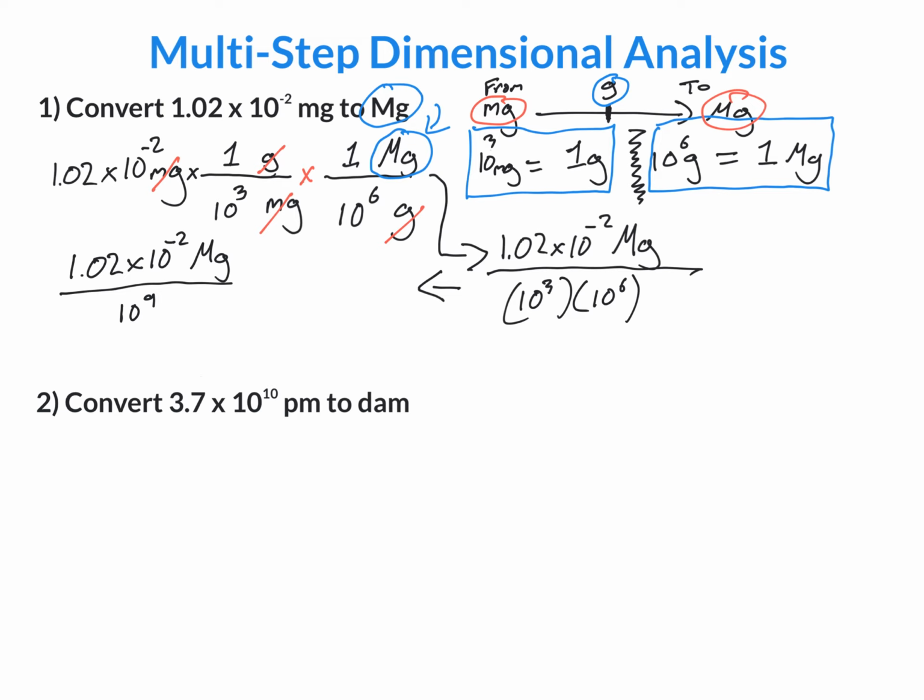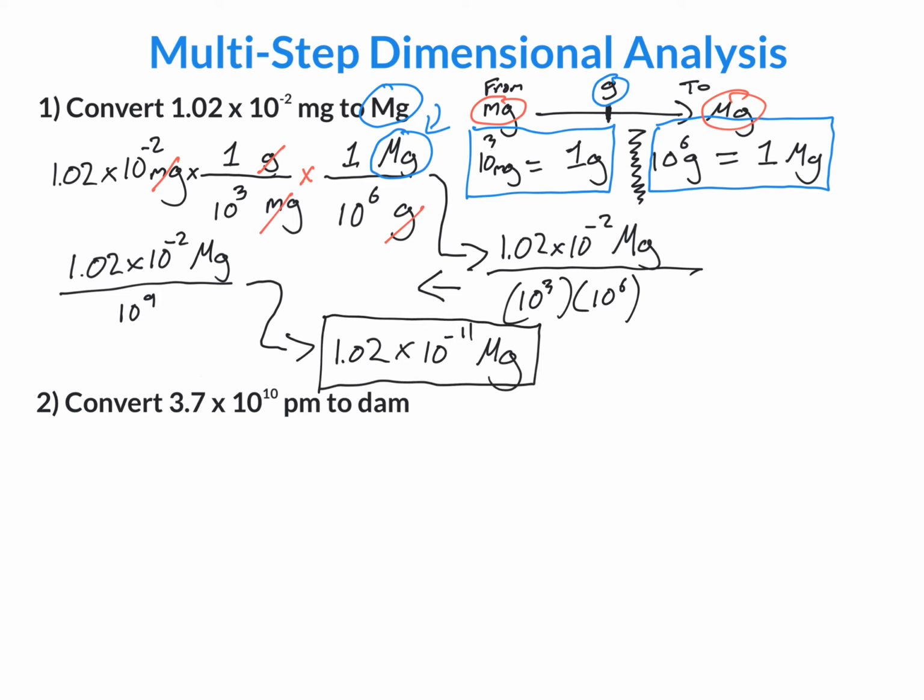Now, if we simplify it all the way down to our final answer, remember this is division with scientific notation. We divide the front number by 1. We end up with 1.02. Division scientific notation math tells us to subtract our exponents. So negative 2 minus 9 is negative 11, times 10 to the negative 11 megagrams. And there is your final answer.